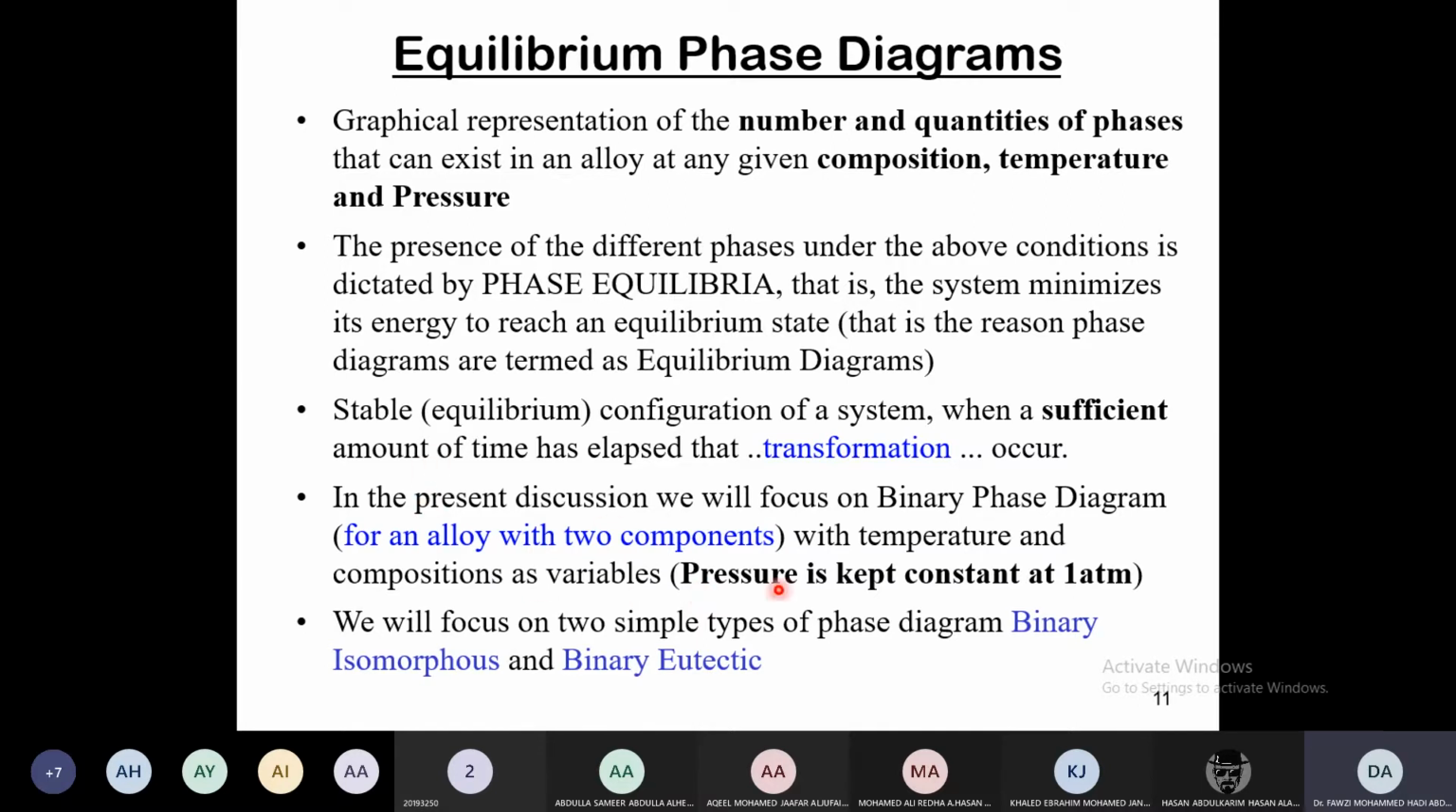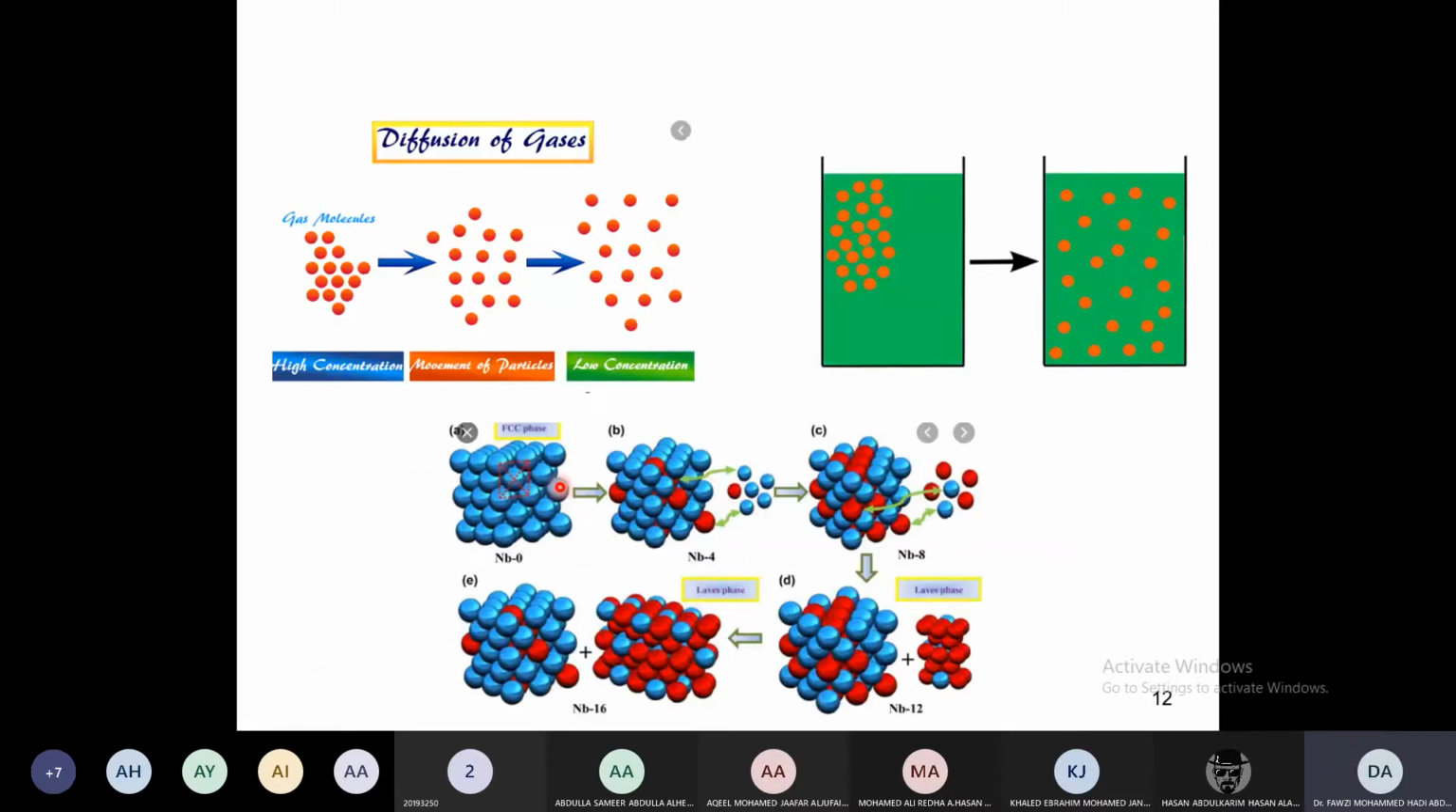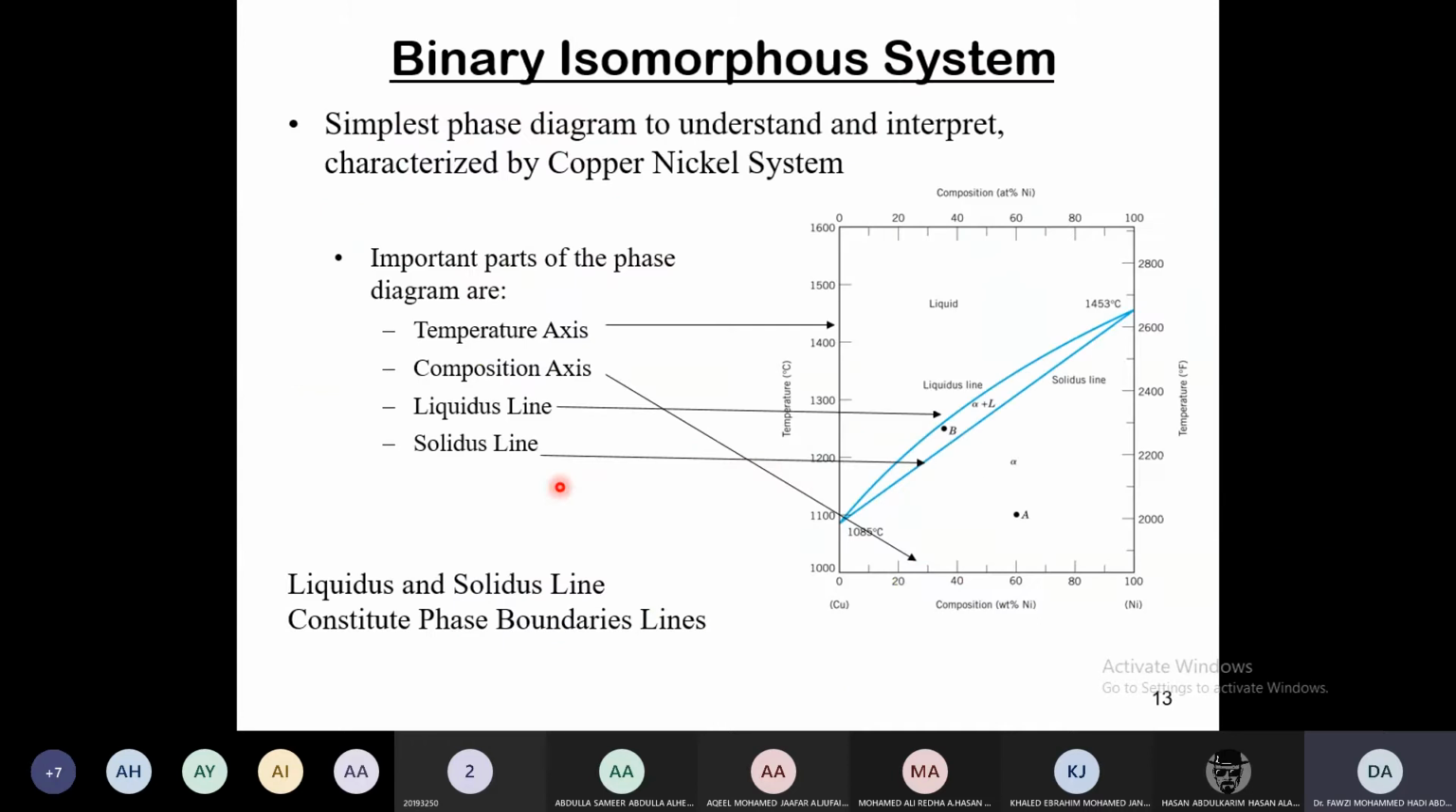It's a lot easier for us to consider the pressure as constant. And as I said, for all practical purposes, pressure is kept actually at 1 atmosphere. We will focus on 2 simple types of phase diagrams, the binary isomorphous and the binary eutectic. So we will be dealing with, and we will see what each one of these mean. We will start with the binary isomorphous phase diagram.